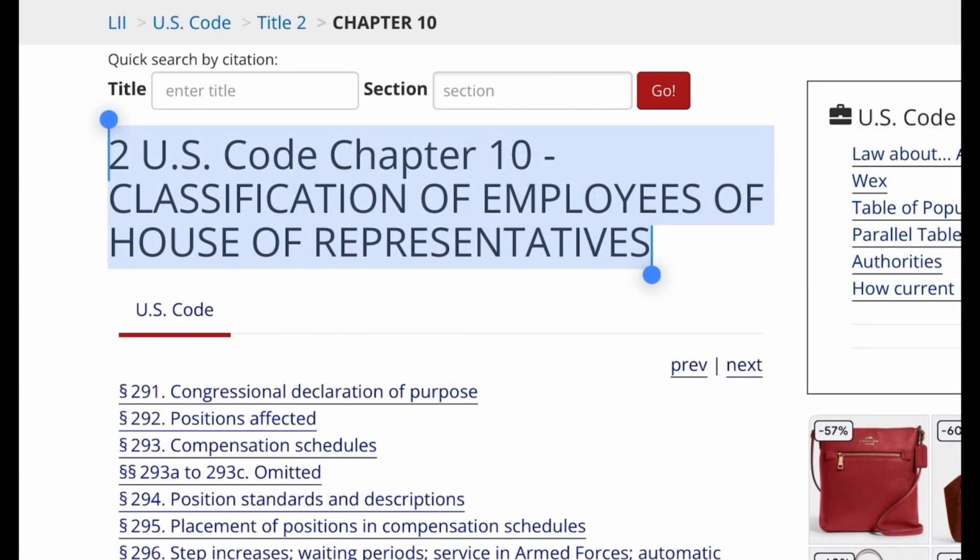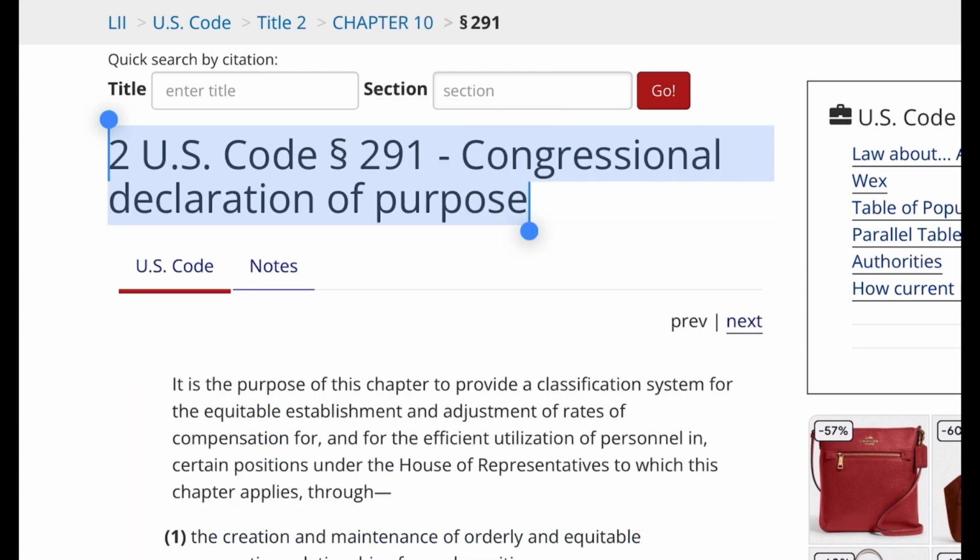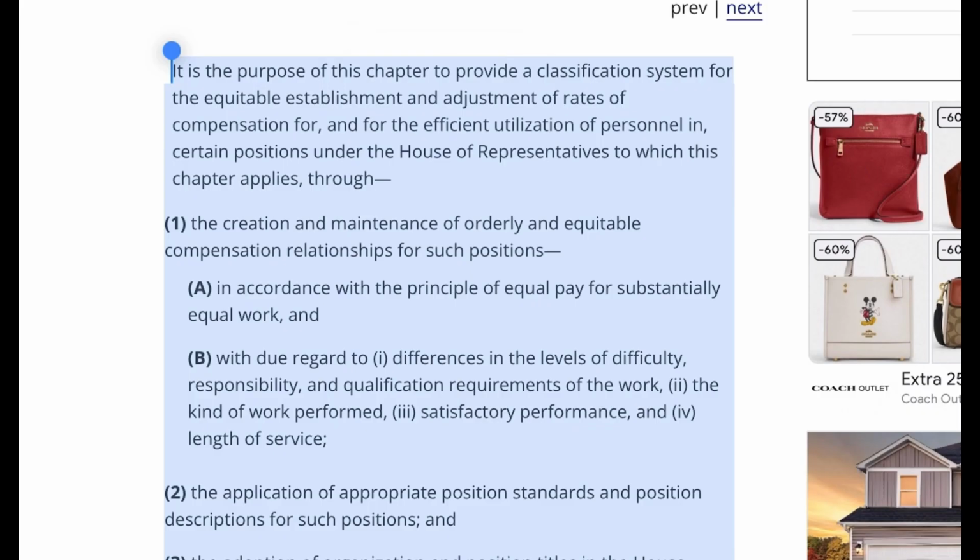2 U.S. Code Chapter 10, Classification of Employees of House of Representatives. 2 U.S. Code Paragraph 291, Congressional Declaration of Purpose. It is the purpose of this chapter to provide a classification system for the equitable establishment and adjustment of rates of compensation for, and for the efficient utilization of personnel in, certain positions under the House of Representatives to which this chapter applies, through 1.